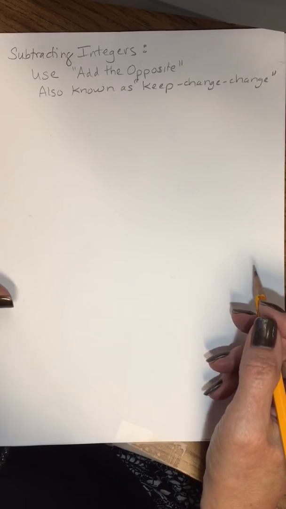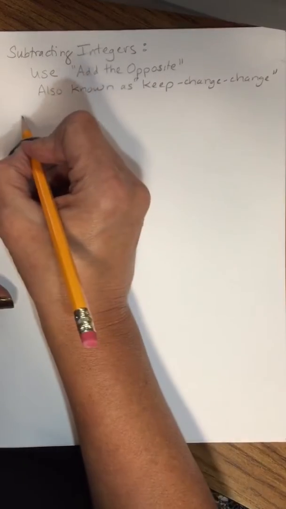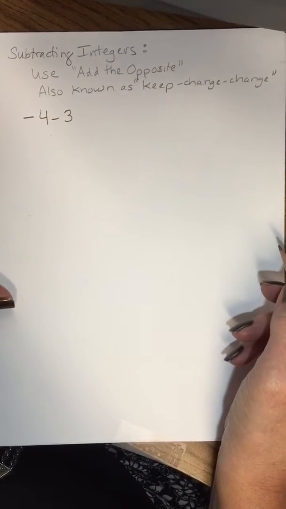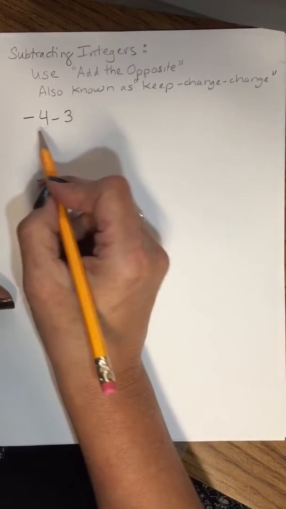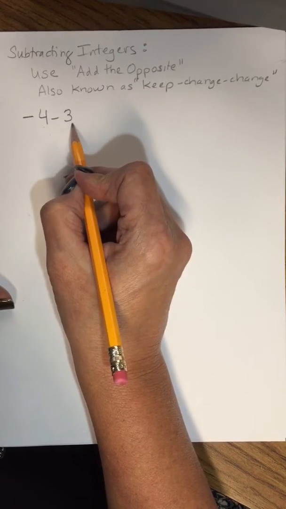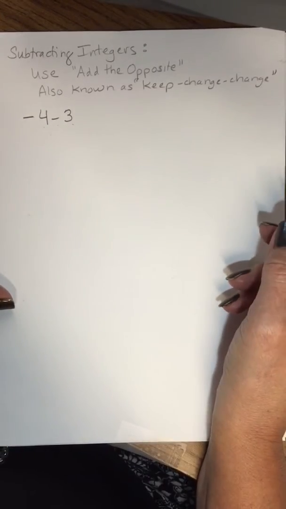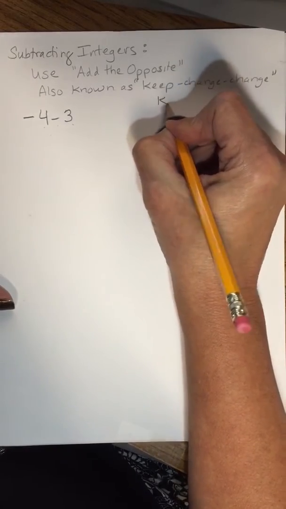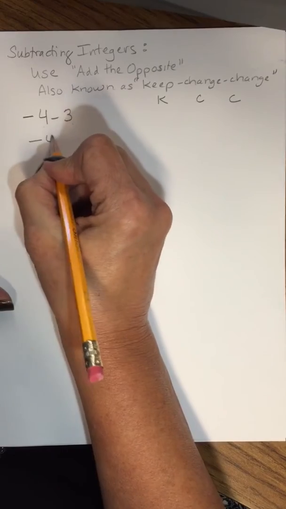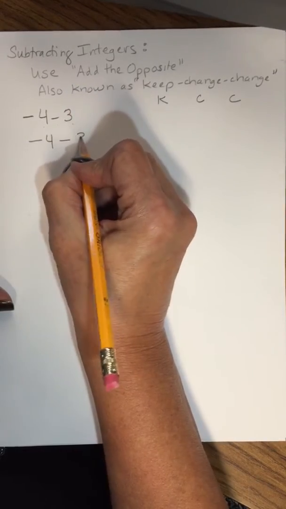So our first one today will be the problem -4 minus 3. You have to look at this and know what you have. You have a -4 and you are taking away a +3. So we're going to use a keep, change, change. We're going to abbreviate that KCC.